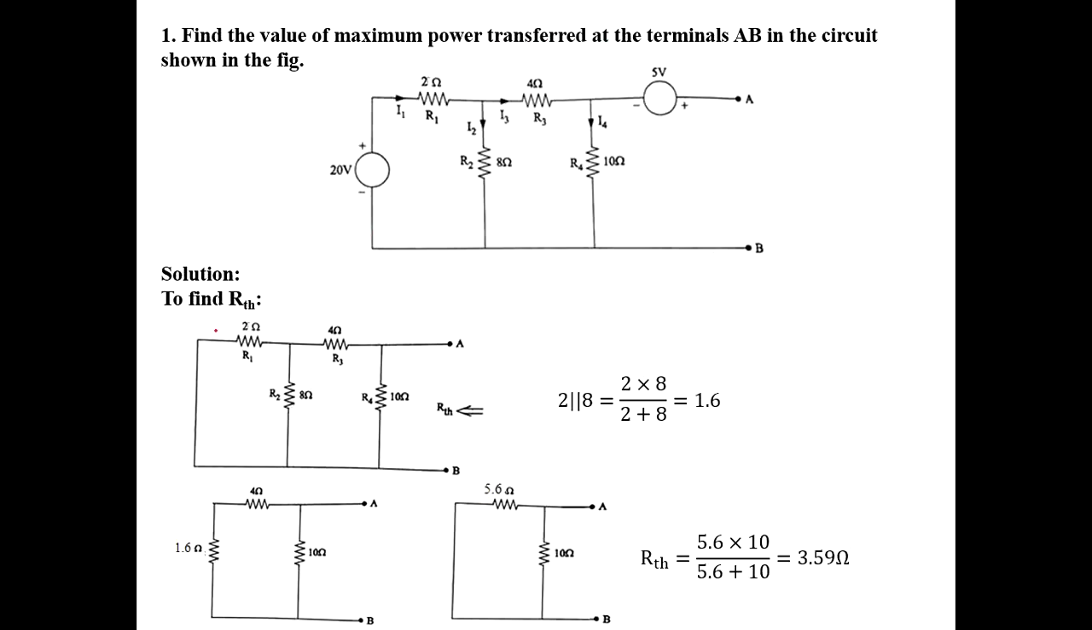In this problem, first we have to find the R Thevenin. We know that to find R Thevenin, short this voltage, and here also the circuit is having a voltage, short this voltage and then remove the load resistance. Here there is no load resistance. Then short this voltage, here also short the voltage.